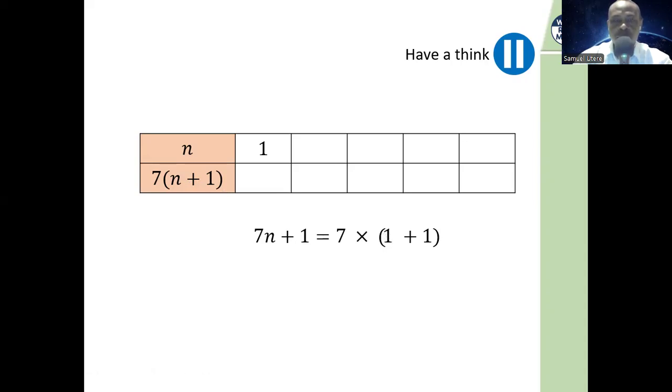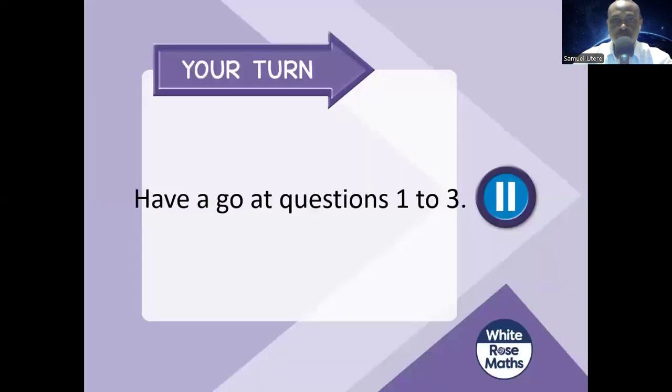So that will be 1 plus 1 times 7. To get the next one, it will be 2 plus 1 times 7. To get the next one, it will be 3 plus 1 times 7. To get the next one, 4 plus 1 times 7. To get the next one, it will be 5 plus 1 times 7. Okay? I'm sure you haven't forgotten these rules or what you learned on how to do substitution.